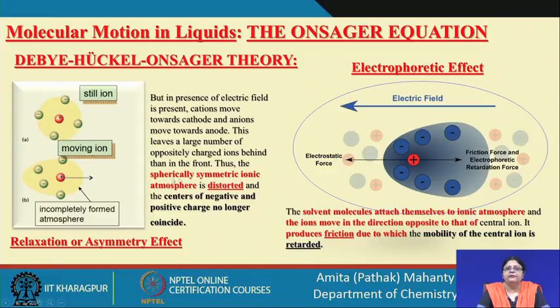Okay. Similarly, we had talked about the electrophoretic effect. It arises because of the presence of ions, and these ions are surrounding the central ion. Suppose we have a positive ion surrounded by negative ions, usually this will be a symmetric arrangement. And what happens when they are in a solvent?